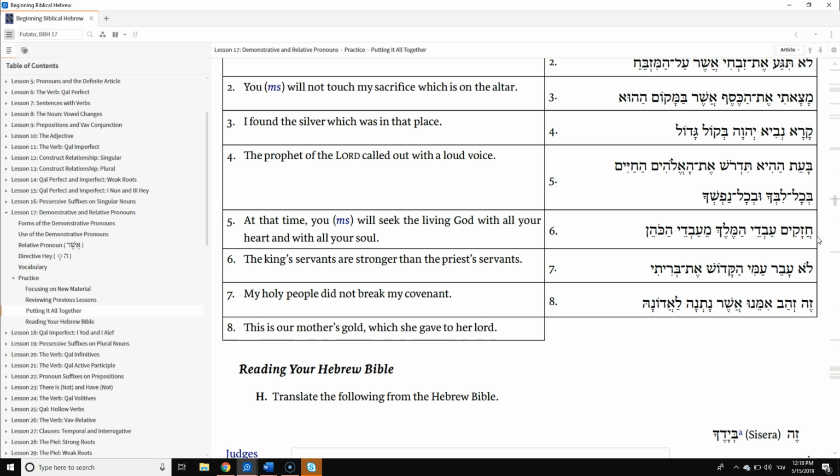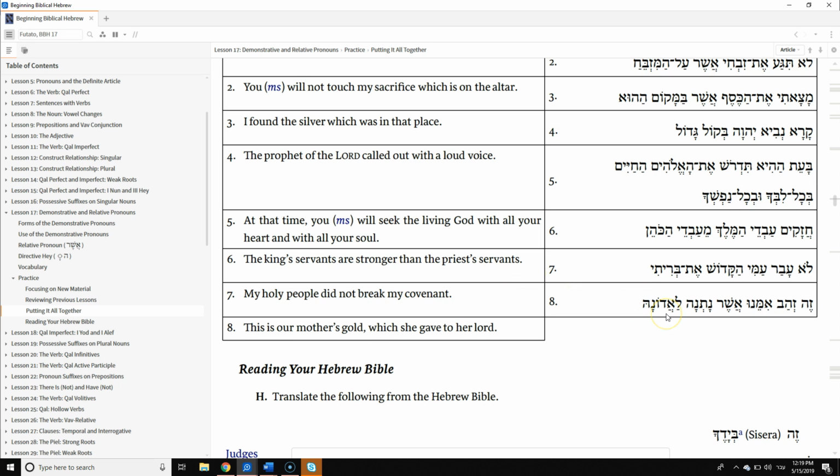All right, so translating this functionally, what the meaning is, we have the servants of the king are stronger than the servants of the priest. Or the king's servants are stronger than the priest's servants.